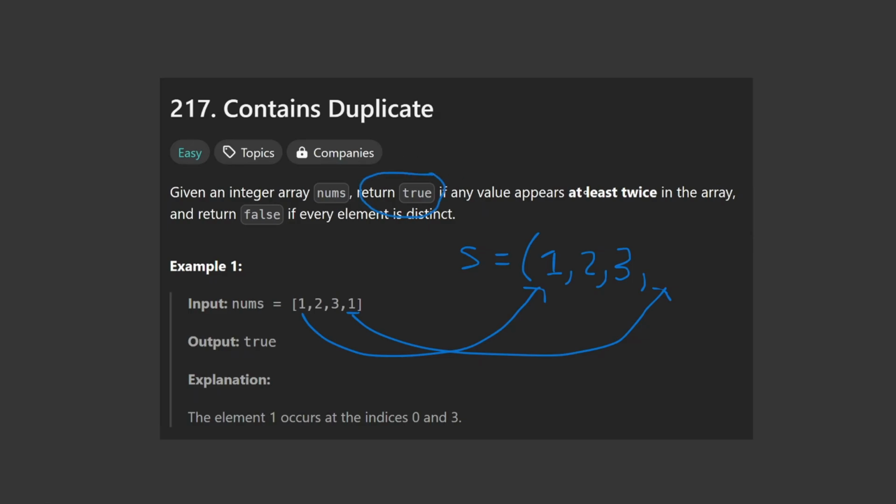So if there is a duplicate, it will return true, right? And in this case the code will end because true will be returned. If this one wasn't there, our code would just end here, and we could have a return false after the entire for loop for it to return false.